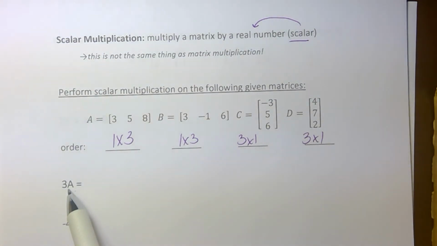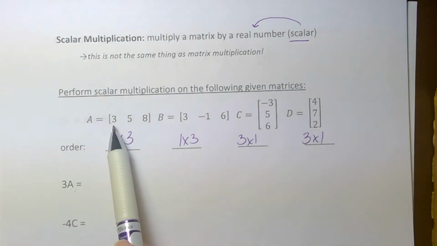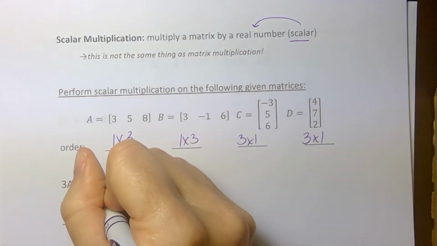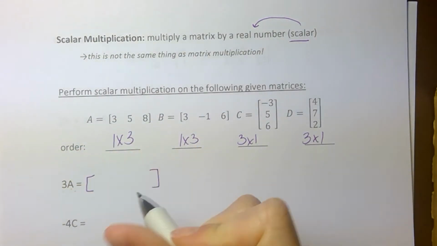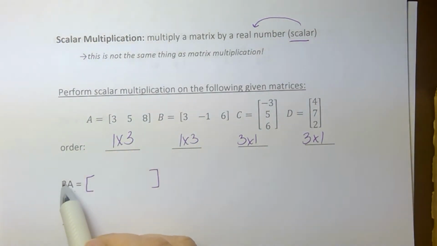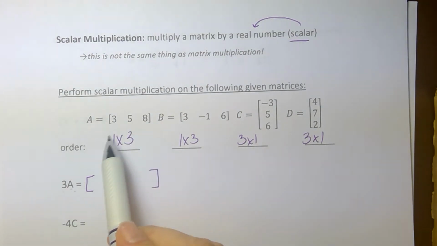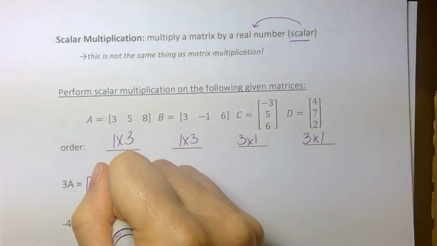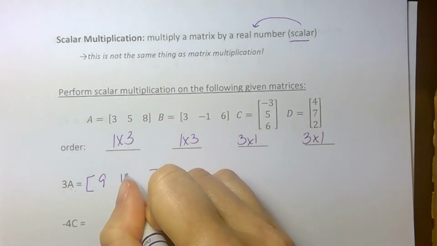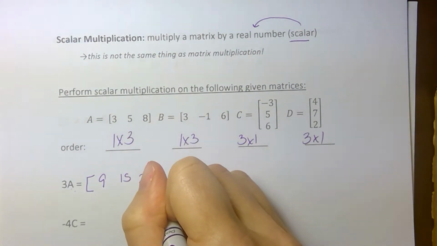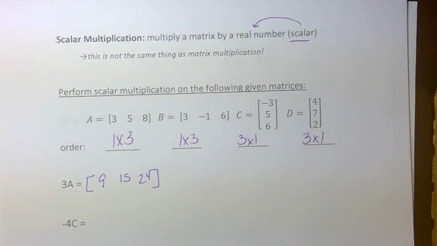So when I multiply 3 times matrix A, the resulting product is going to still be a 1 by 3 matrix. It's just that I'm multiplying in, think about distributing in this 3 to each of these elements. So 3 times 3 is 9, 3 times 5 is 15, and 3 times 8 is 24. What about the next one?